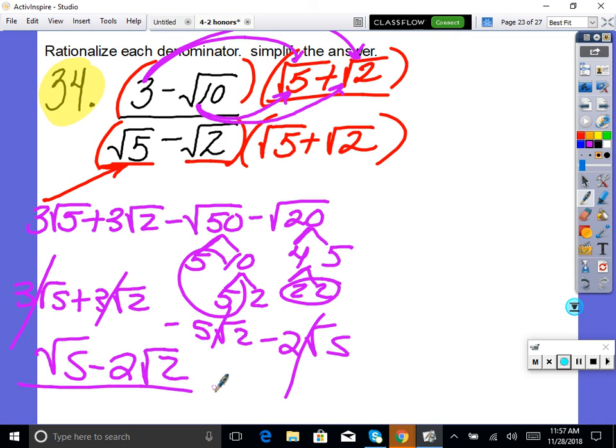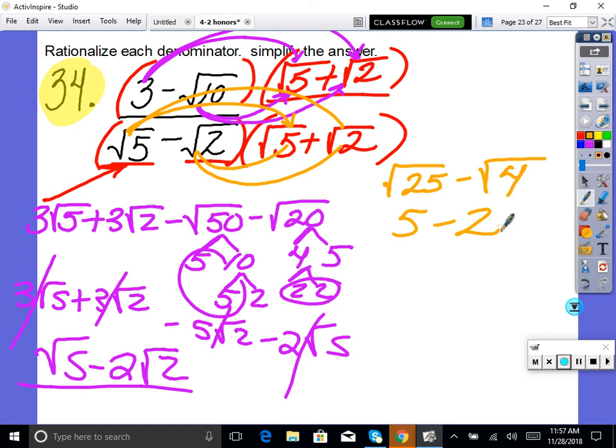Now on the bottom, notice what happens. Root 5 times root 5 is root 25. Then we have plus root 10 minus root 10. Middle terms cancel out. That's the definition of a conjugate. And then we have minus root 4. So isn't that 5 minus 2, which is 3? So now look, that took care of the denominator. That made it so there were no radicals.